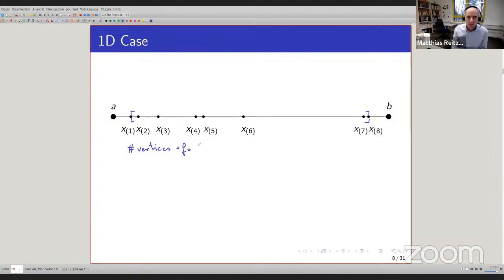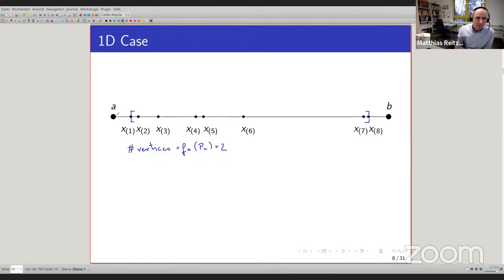I will denote this by F0 of this polygon in one dimension of this interval. This clearly is equal to 2. This is trivial, this question. It always has the first and the last point with probability 1. Clearly it might happen that all 8 points are on the same point, but this happens with probability 0. So I always have 2 vertices.